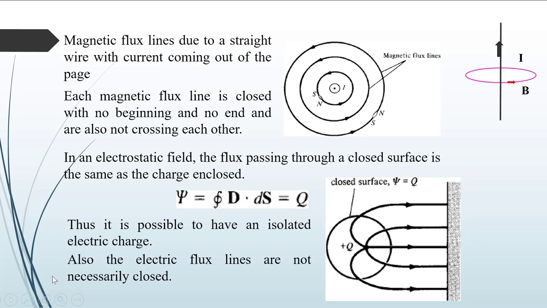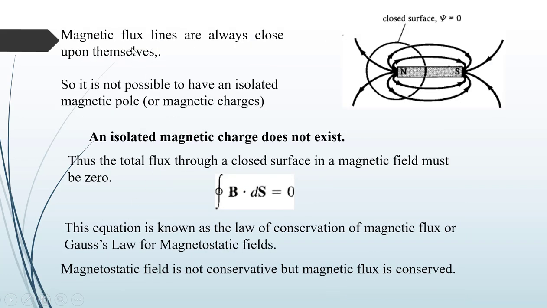But in magnetostatics, this is not the case. In magnetostatics, magnetic flux lines are always closed. They will originate at the N pole and always terminate at the S pole. Hence we cannot separate the N pole and S pole from each other, so it is not possible to isolate magnetic poles.